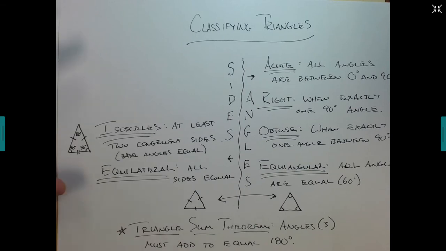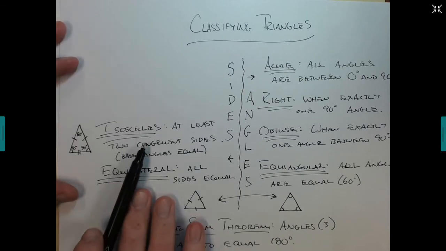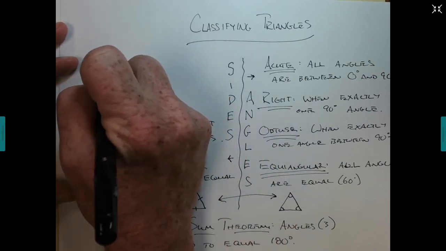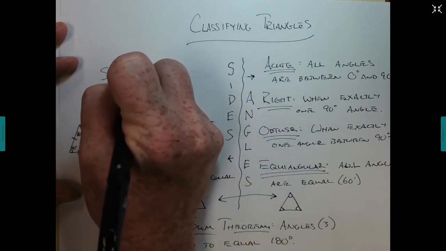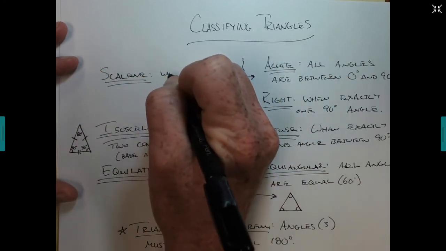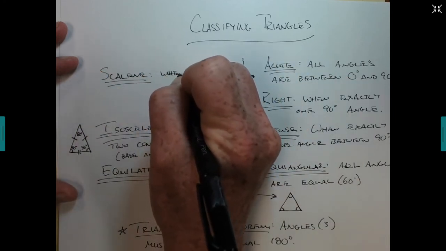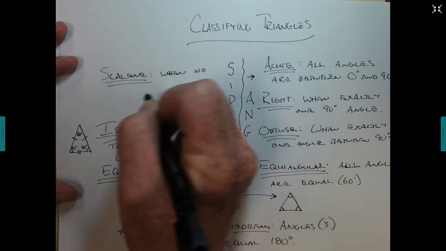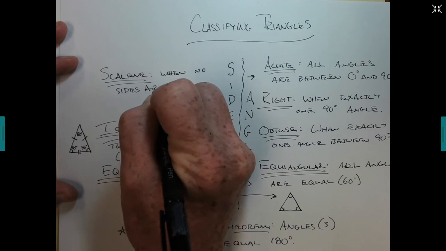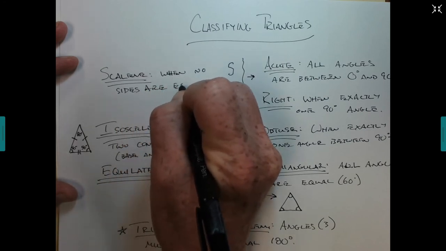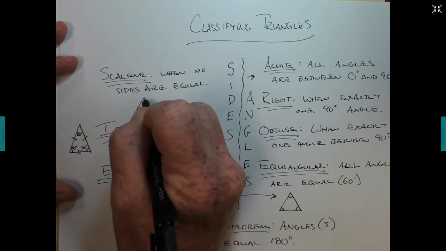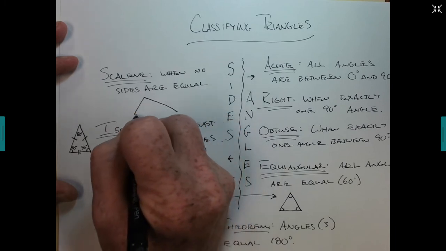All right. And the last one, if I have two sides the same, here's the three are the same. If none of them are the same, we're talking about a scalene triangle. When no sides are equal or congruent. So that might look like this. Kind of not an easy one to draw.